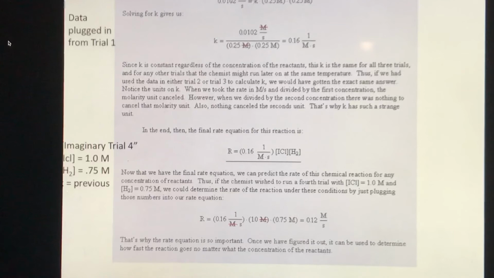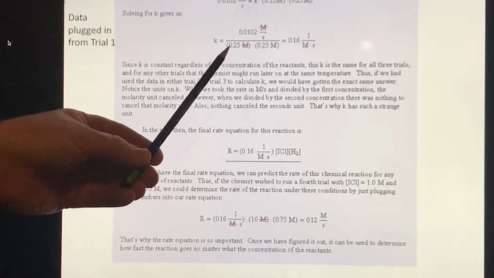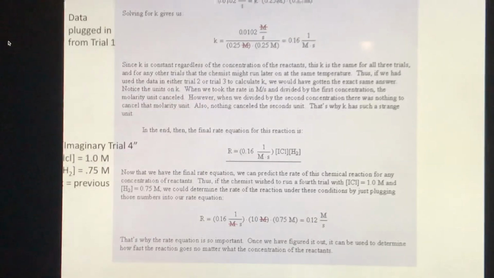Okay, so now we have that rate equation. You have R equals the K times the concentration of the ICl times the concentration of the H2. We basically just plugged those in, the ICl and the H2 in here, and then we know that they're both 1. Now we can solve for K because we take the data from trial 1 and plug it into this formula. So in trial 1, the concentration of both of these was 0.25 molar, so we put those in for A and B. We're solving for K, and the data gave us that the R here was this number, 0.0102 moles per second. All right, so then we just rearrange things and solve for K, and now we have our rate constant for that reaction.